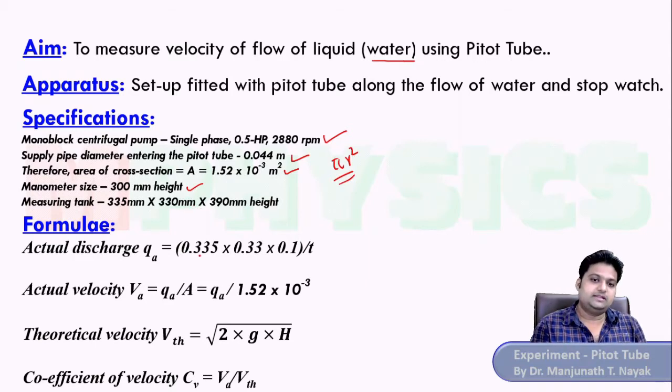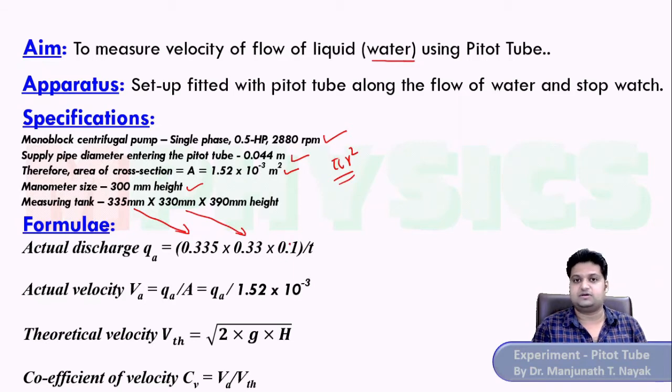These are the important formulas for you. All right, so actual discharge: this 0.335 has come from here. This is in mm, and we have written this in meters. 330 is written as 0.33 meters, and 0.1, I will tell you what it is.